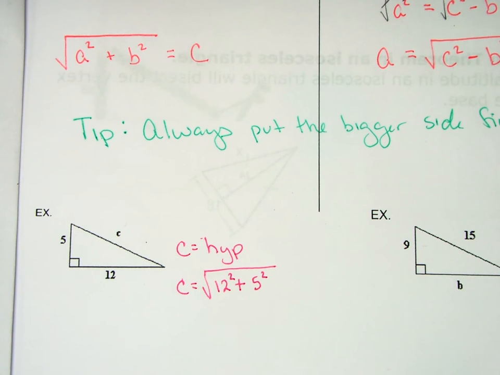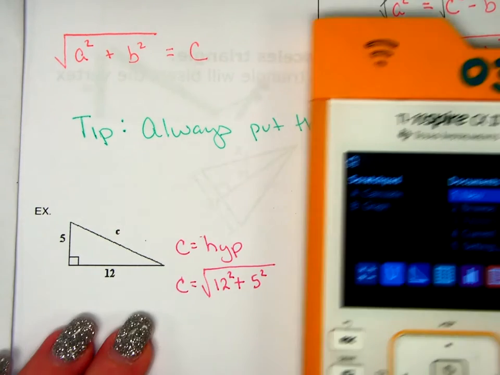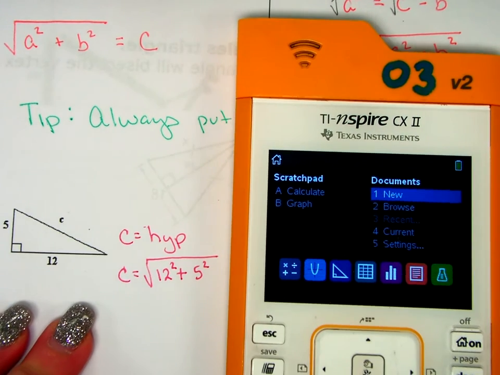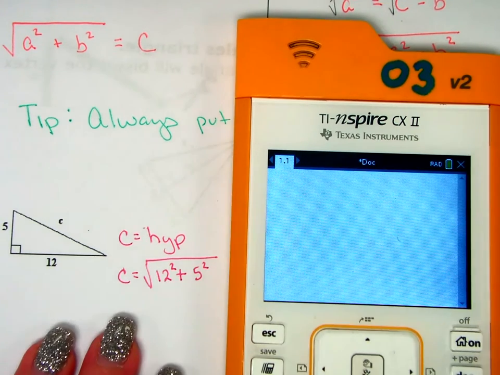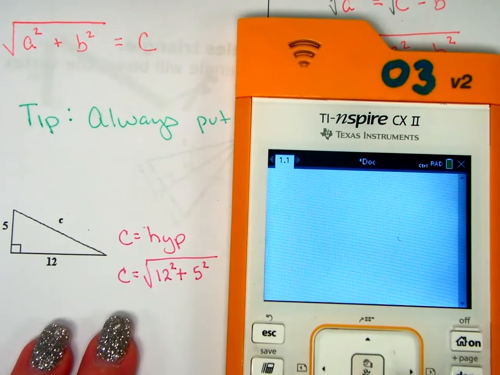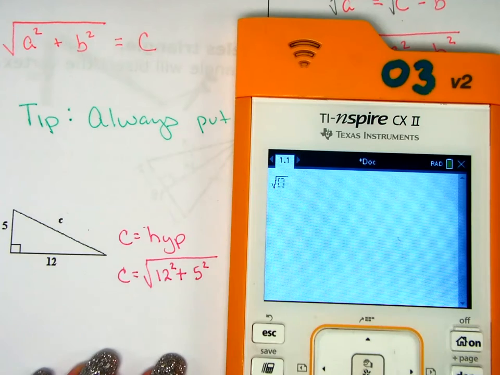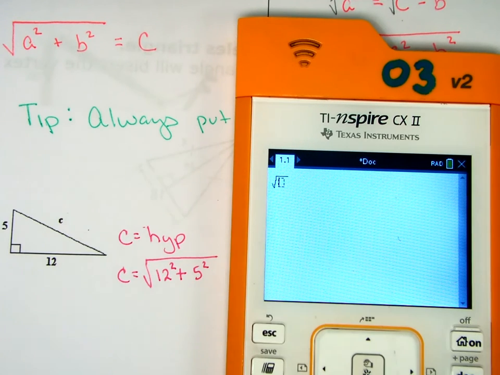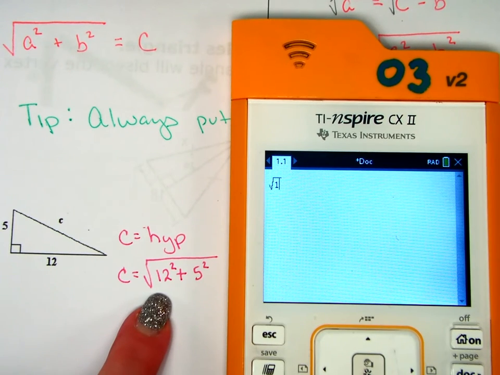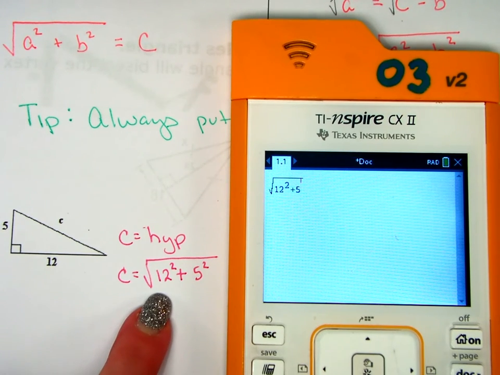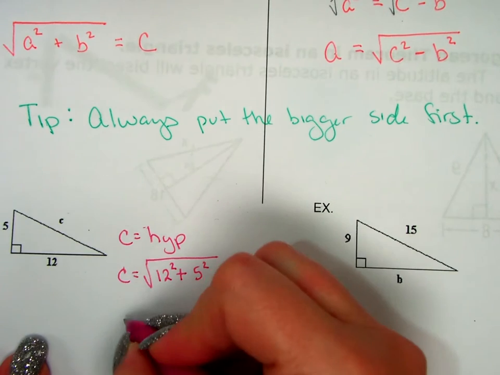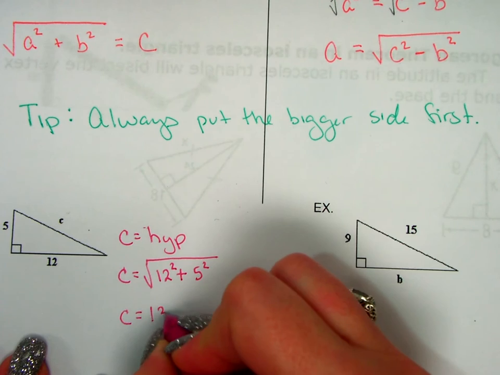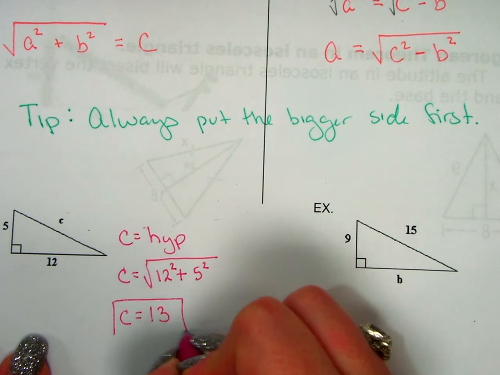Here's how we're going to put it in the calculator. So in the calculator, this is on the home screen. I'm going to do new document. Don't save the old one. And a calculator. So I'm going to do Control X squared to get my square root symbol. And then inside my square root, I'm going to do 12 squared plus 5 squared. And my calculator will do all the math for me and tell me that the answer is 13. And done. The value of C there is 13.